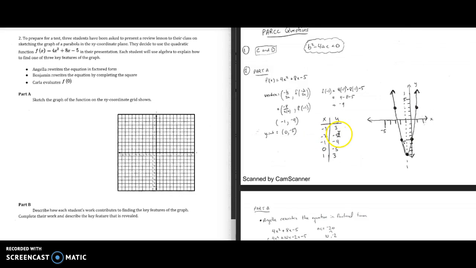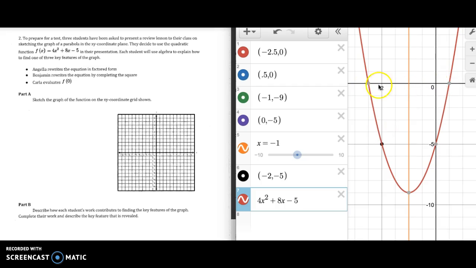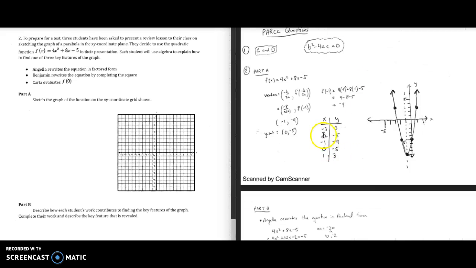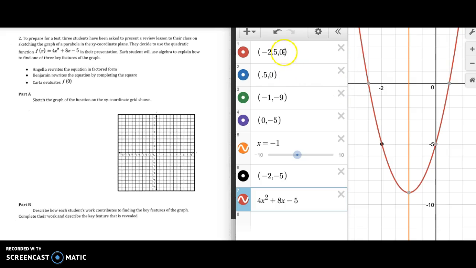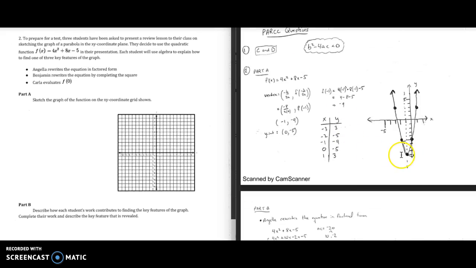I've got -2, -5. I've got -1, -9. I've also got 0, -5, the y-intercept. Actually, I don't have the x-intercepts here. What I have instead are just the points that are a little bit farther away back when we made a table. It really doesn't matter if you choose to use -3 and +1 as your x values, or if you choose to use the x-intercepts.